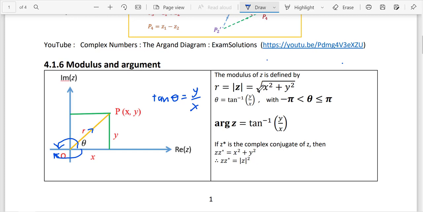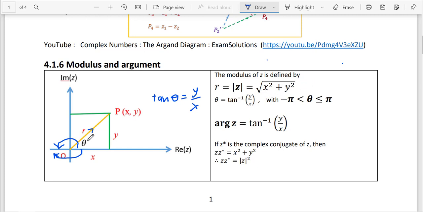So how to find it? Use the square root of x squared plus y squared, just like Pythagoras theorem. You want to find the r, you find x squared plus y squared, then square root. Just like Pythagoras theorem, you have this y and x, then find the r, the relative line. Actually this is like a circle. This one can move in a circle. So this is r.